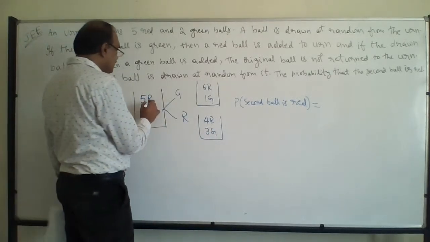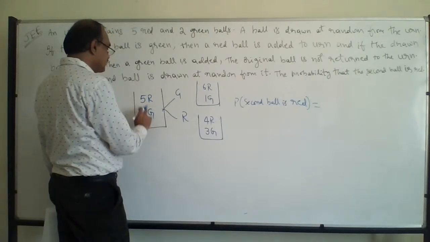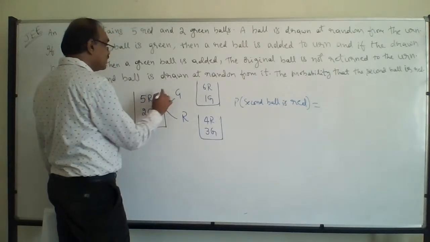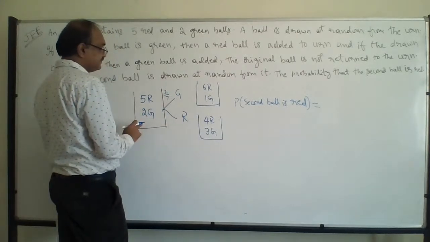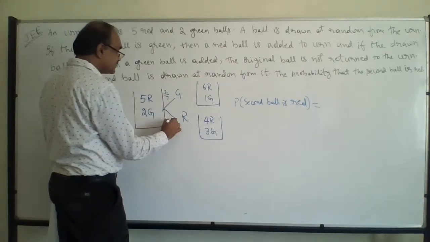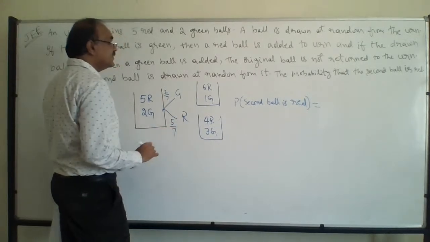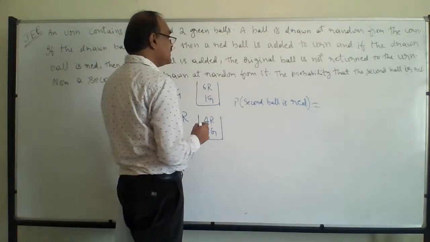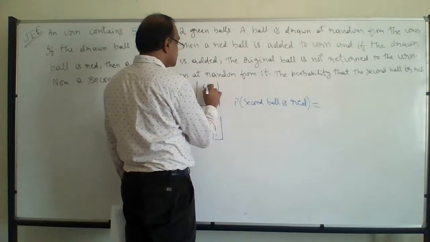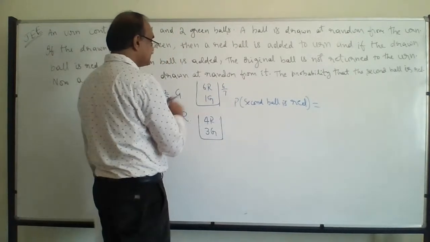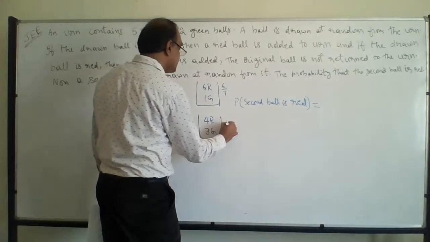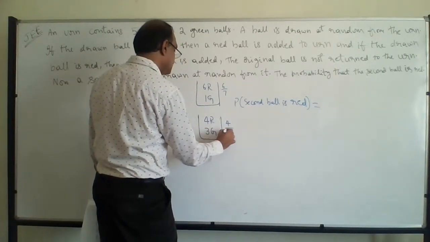So here, what is the probability of getting green? First thing, total 7 are there, so 2 by 7. What is the probability of getting red? 5 are there, so 5 by 7. Now here, what is the probability of getting red? 6 out of total 7, 6 plus 1. Here 4 red out of 7.